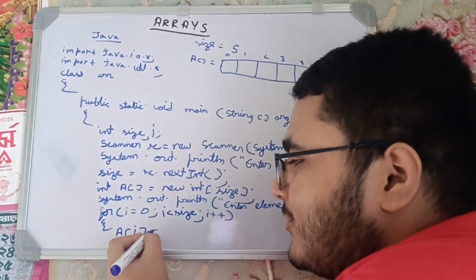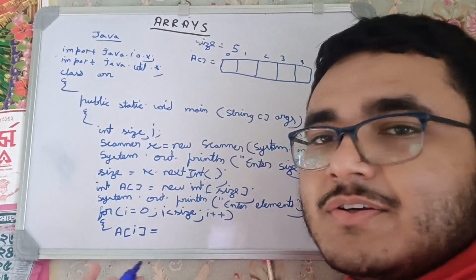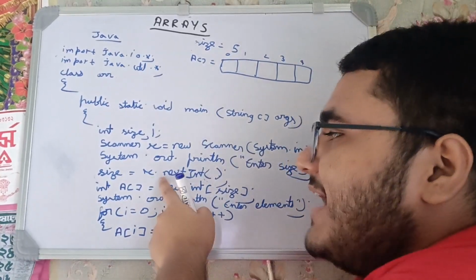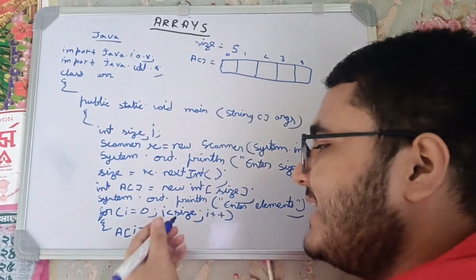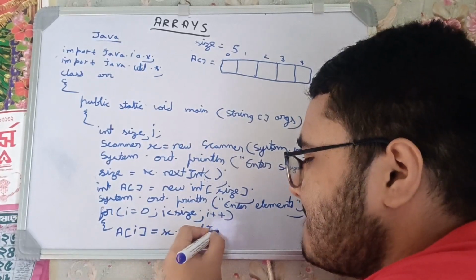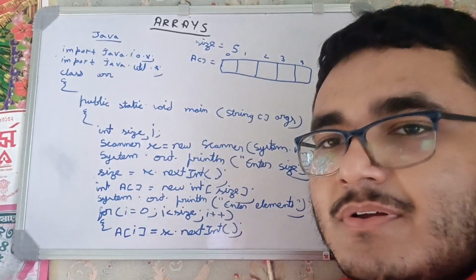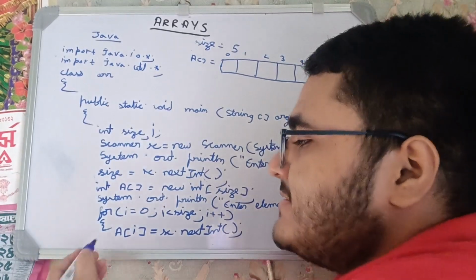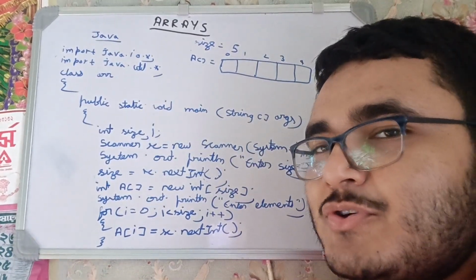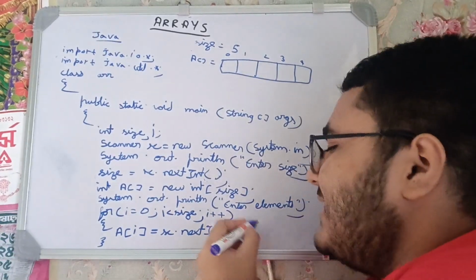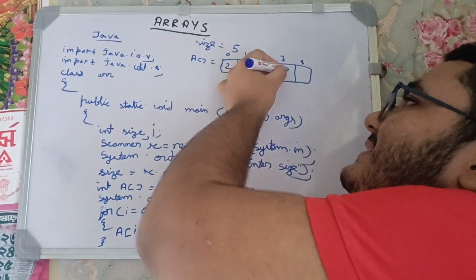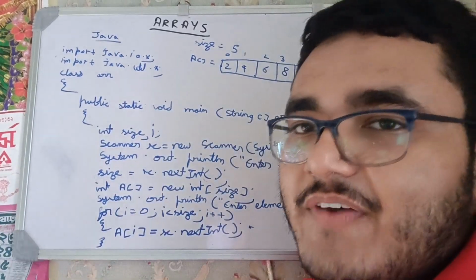Is equal to what? I am taking input from the user, right? So as we are taking here the same, a of I is equal to sc.nextInt, right? And close the for loop. All your values will be stored. Say while running this loop, the user has given the values 2, 4, 6, 8, 10. Fine.